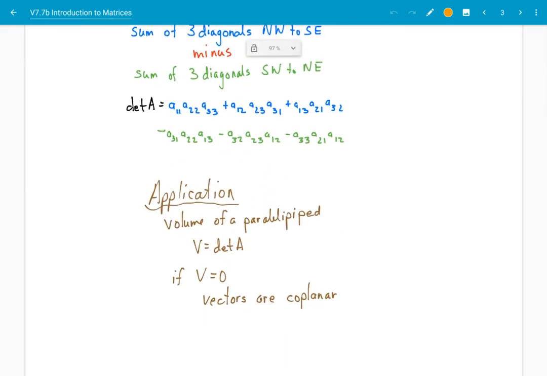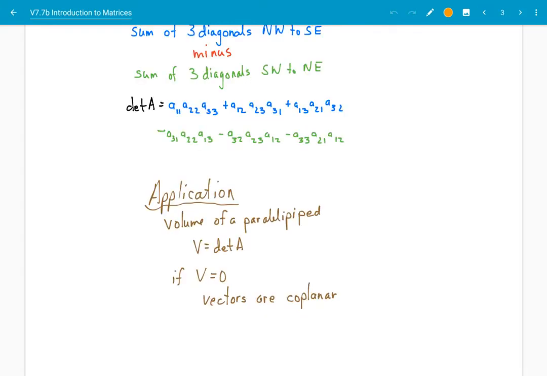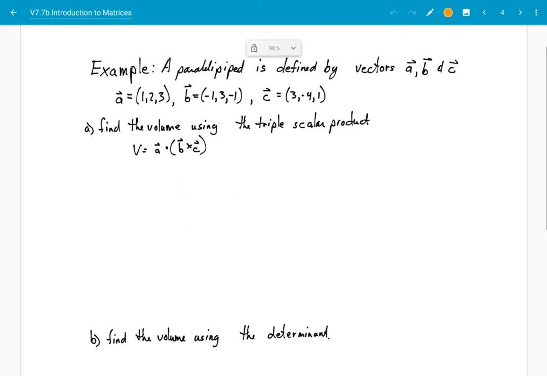Well, it turns out that the determinant of A is the volume of the parallelepiped defined by those three vectors. And if the volume is 0, the vectors are coplanar. So again, take your note and then go on to the example. I think we'll just do one. So copy down the example. Okay, I want you to do the triple scalar product first, conventionally. So do B cross C first, and then dot that with A. Okay, so when you have that, go ahead and run the video, and I'll go through it.